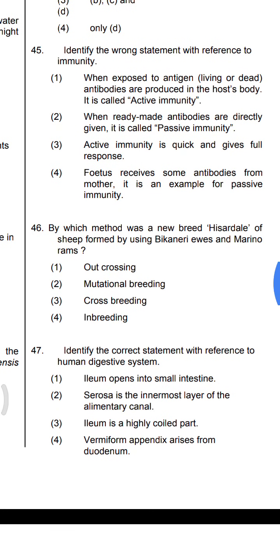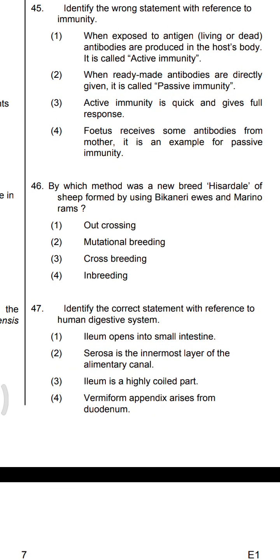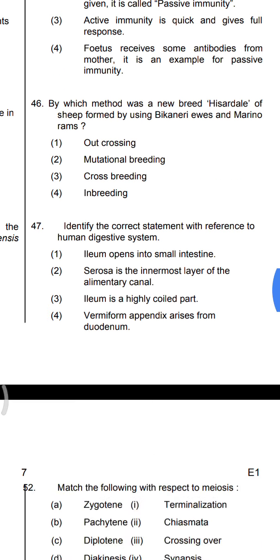46th question. By which method was a new breed Hisardale of sheep formed by using Bikaneri ewes and Merino rams? 1. Outcrossing. 2. Mutational breeding. 3. Crossbreeding. 4. Inbreeding.